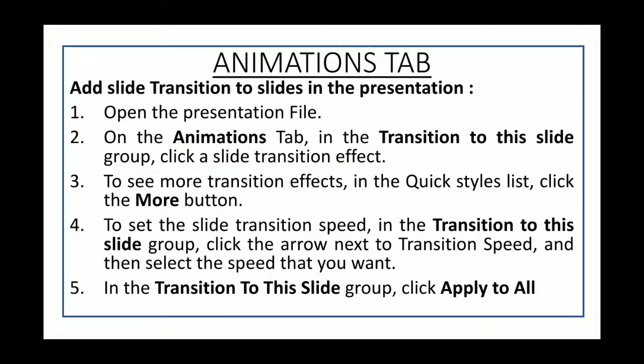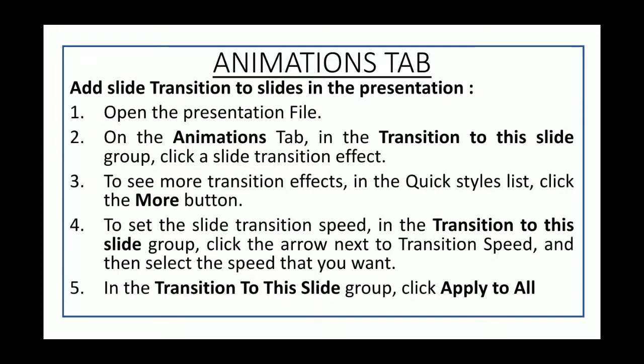Here is how to add transitions to slides in the presentation. These steps are very important: how you will set the slide transition for the different slides of the presentation. The first step is to open the MS PowerPoint presentation file. The second step is, on the Animations tab, in the Transition to This Slide group, click a slide transition effect. You have to select the slide transition effect.